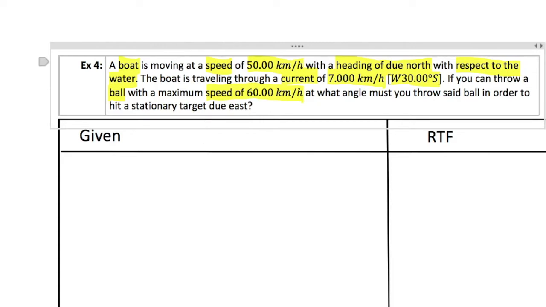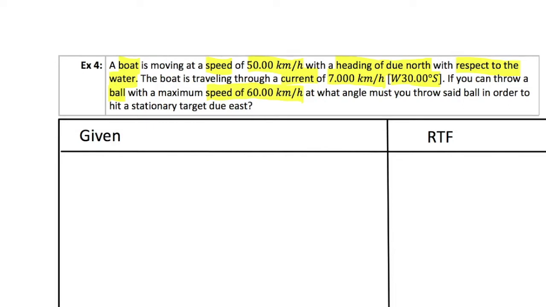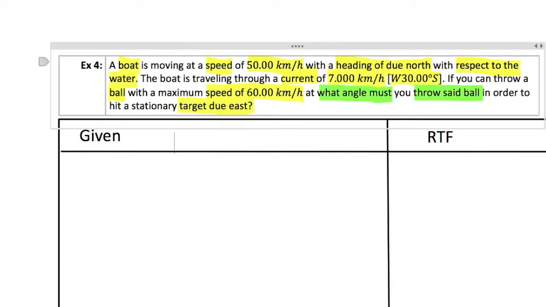So the ball is being thrown from the boat, which means that that 60 kilometers per hour is relative to the boat itself. What angle must you throw said ball in order to hit a stationary target that is, now this is key, due east? Okay, so let's figure out what this all means.